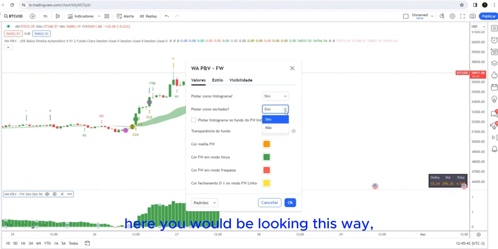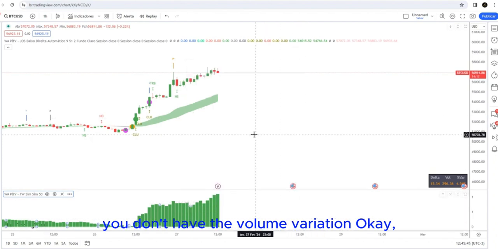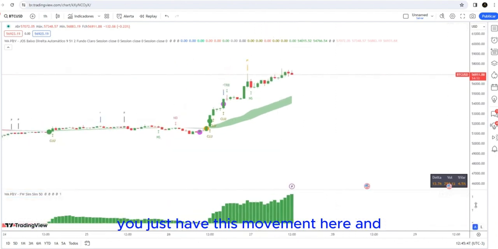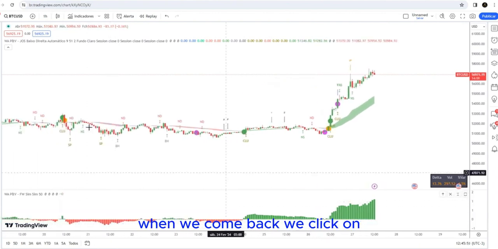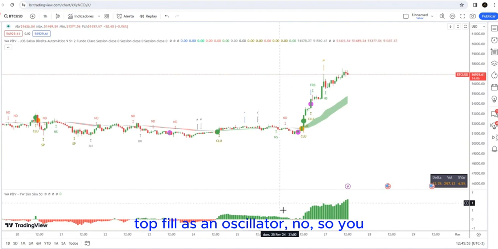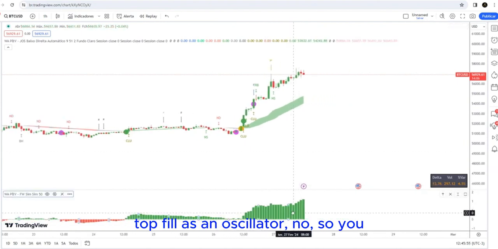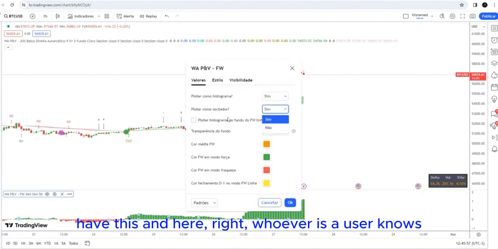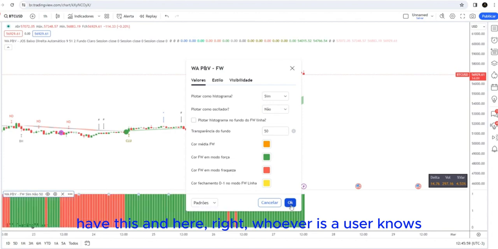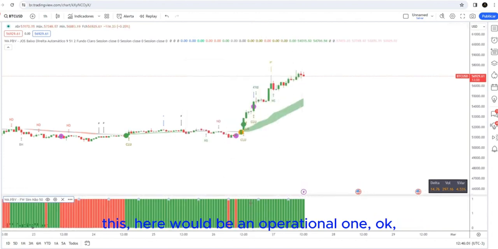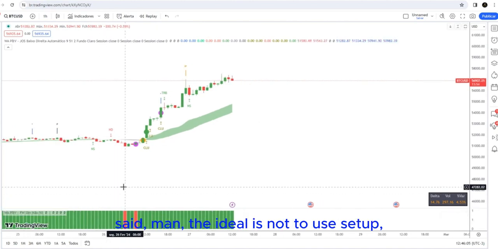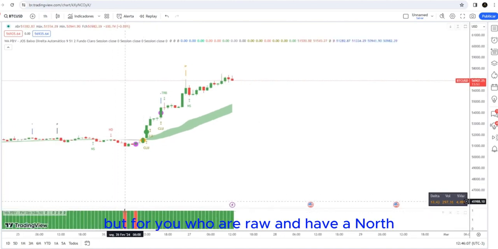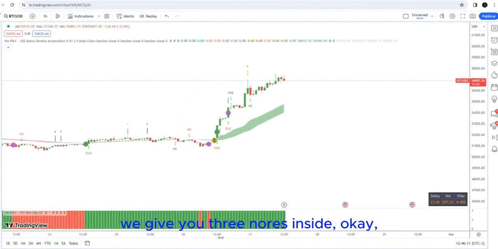Here you would be looking this way. You don't have the volume variation. You just have this movement here, and when we come back we click on plot force as an oscillator. So you have this and here. Whoever is a user knows this here would be an operational one. This would be a setup, but as I said, the ideal is not to use raw setups that have a north. We give you 3 norths inside, okay?